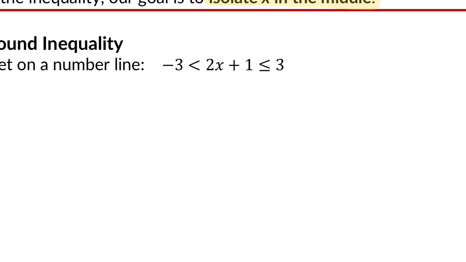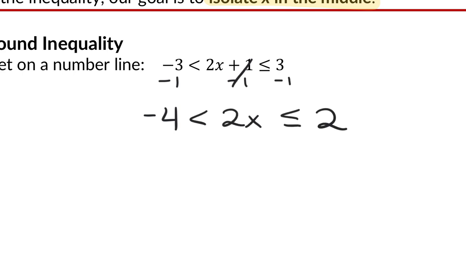Get rid of the 1. How do you get rid of a 1? Great. We're just going to do that on all sides, which means we now have -4 less than 2x less than or equal to 2. I've just subtracted 1 kind of from the middle to the outside. One more step to isolate x. What is it? Divide by 2. But again, I'm going to do that not just to two sides, but all sides. So we end up with -2 less than x less than or equal to 1.